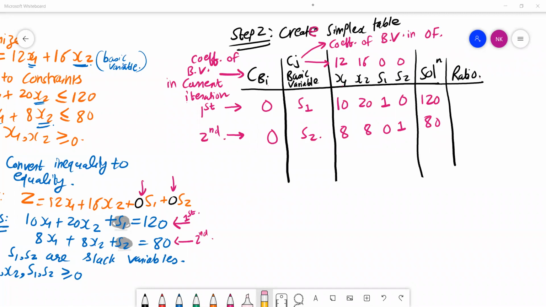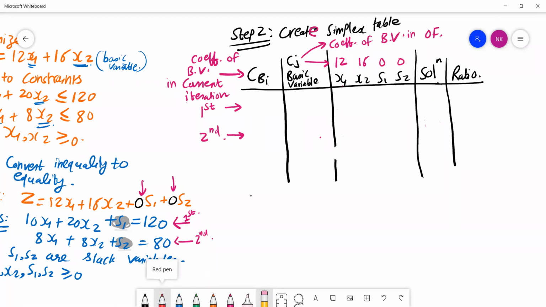Okay, fine. So let me explain the entire table again. So this is our table that we will be filling up. Now with this reference of the table, what we have done, we have considered the basic variables.